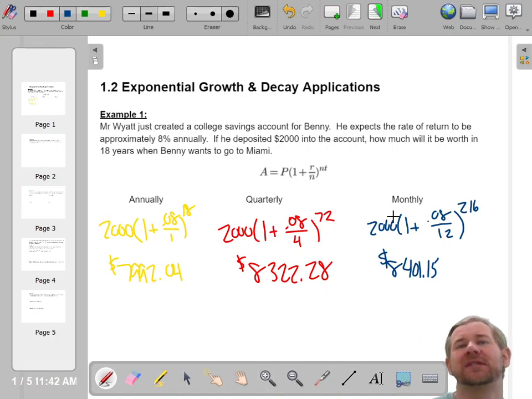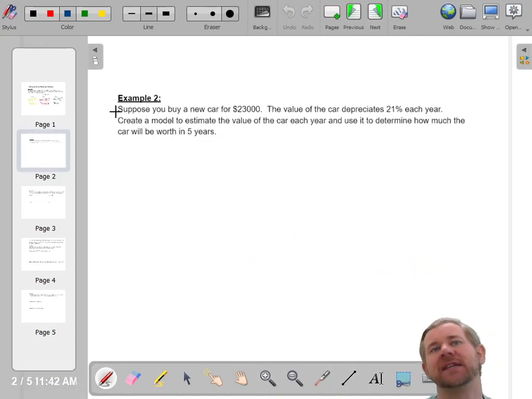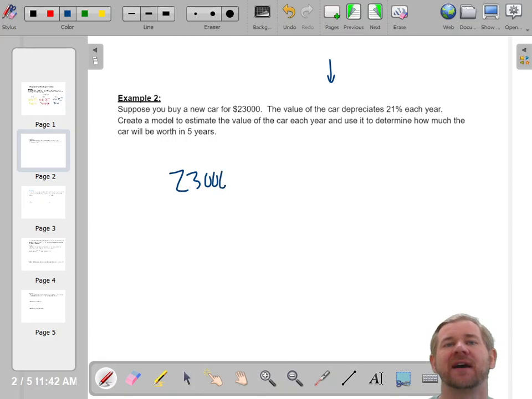But basically, you just have to fill in the formula and then type in the calculator. If you can do that, this is not bad. Okay, this says you buy a new car for $23,000. And now this word depreciates. That means the value goes down. So we're going to use the same formula, 23,000, but now it's going to be 1 minus instead of 1 plus, and it's 21% each year, so we'll do 0.21, and we're assuming it's annually. And if it's over 5 years, it's going to look something like this.